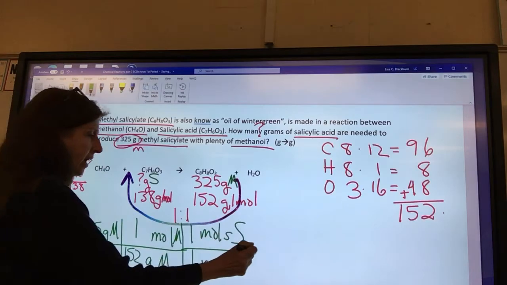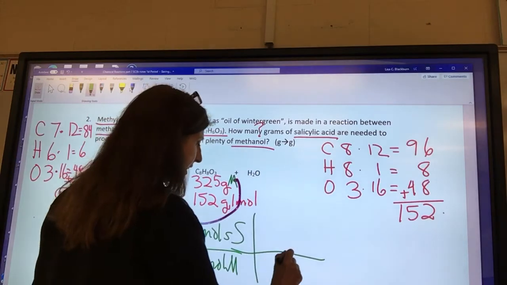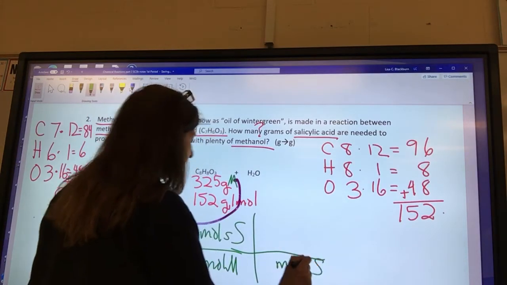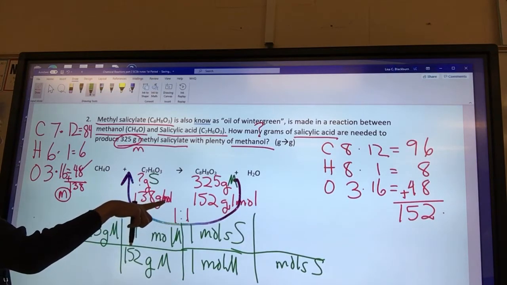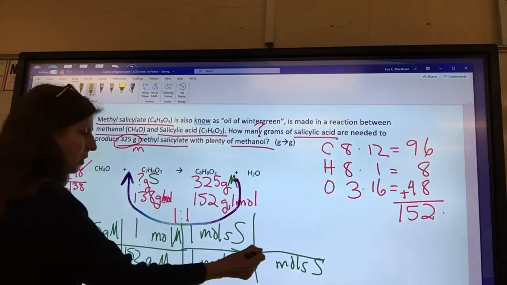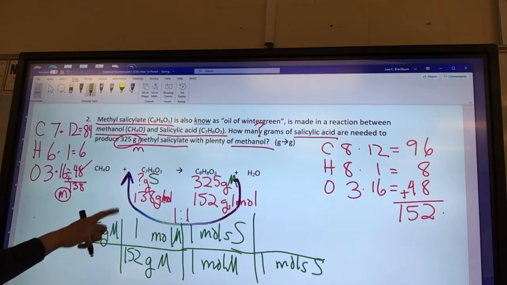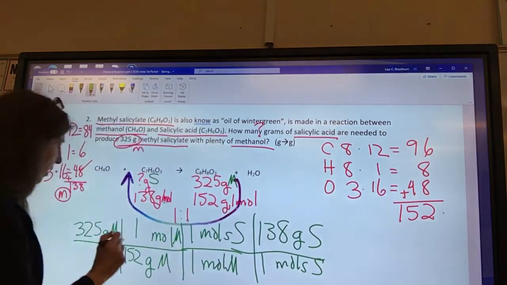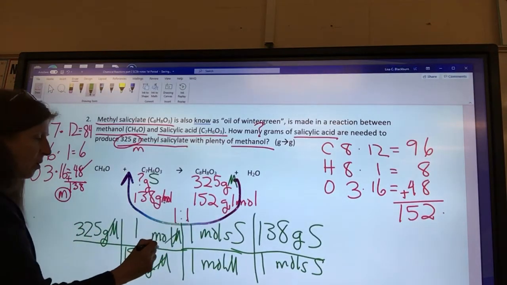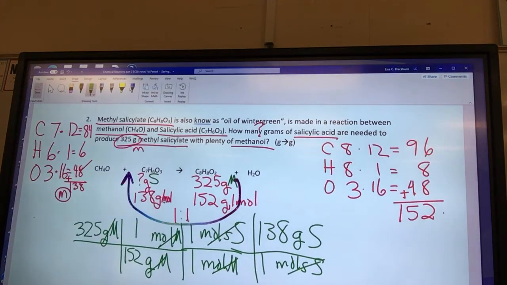Now as we go on around, what goes down here? Moles of S. Gotta be, because we want to mark them out. We've got to keep doing this until we've got what we want. So that is this mole right here. What number goes with that mole? Understood 1. What goes on the other side of the fraction bar? 138 grams, grams of S. Now, grams of M mark out, moles of M mark out, moles of S mark out, and we're left with what we were supposed to have, grams of S.